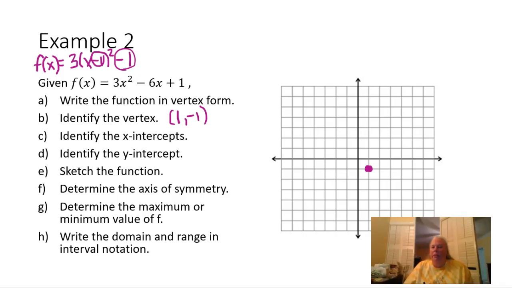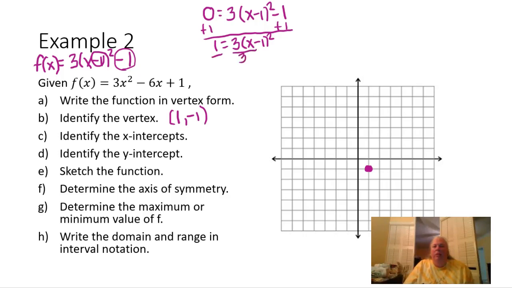Okay, x-intercepts. Remember, to find the x-intercepts, we're supposed to put 0 in for y and then solve for x. All right, so our equation is going to be 0 equals 3 times the quantity x minus 1 squared minus 1. Let's add 1 to both sides here. That gives me 1 equal to 3 times the quantity x minus 1 squared. All right, let's divide both sides by that 3 there. 1/3 equal to x minus 1 squared.